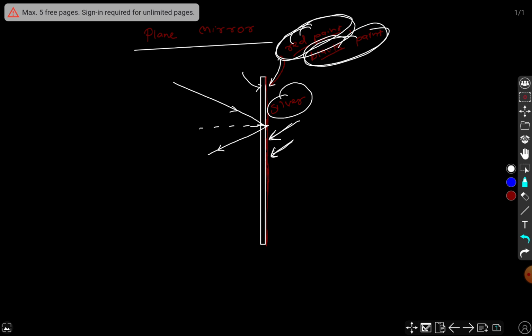Now before proceeding with our topic, I would like to explain the types of reflection, which I should have explained before plane mirror, but no problem. I will first explain the types of reflection and then we will move ahead with our topic.